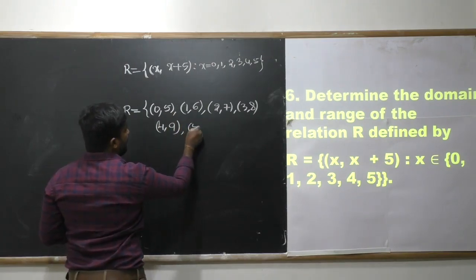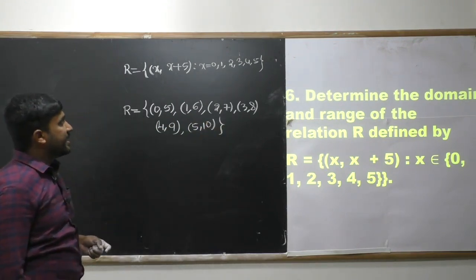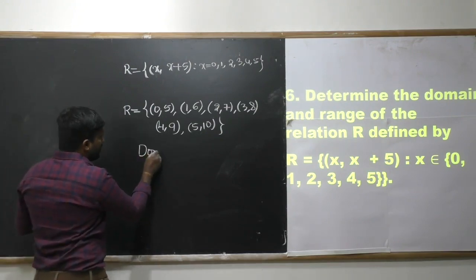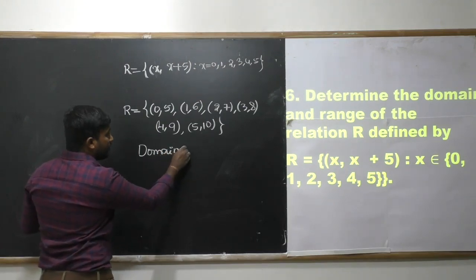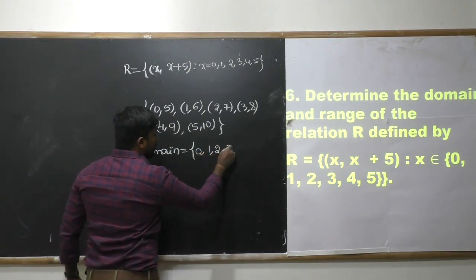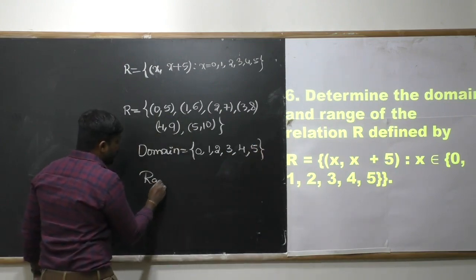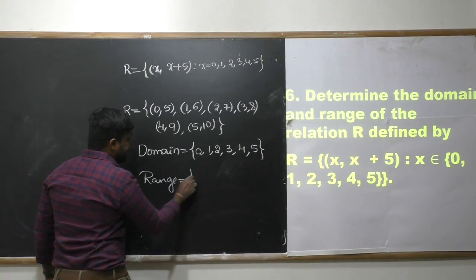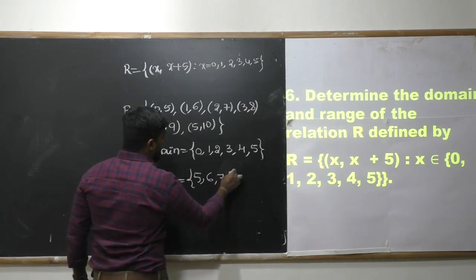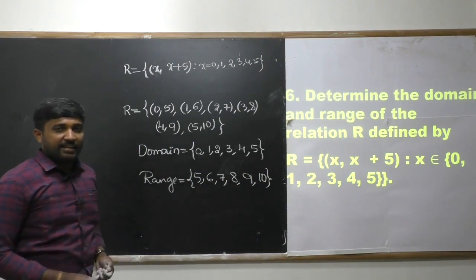Next 5 comma 10. Correct? These are the elements of the given relation R. Now what is the domain? Domain is equal to set containing first elements 0, 1, 2, 3, 4, 5. Next, range of the relation R. Range is equal to set containing second elements 5, 6, 7, 8, 9, 10. It is the range. Got it?